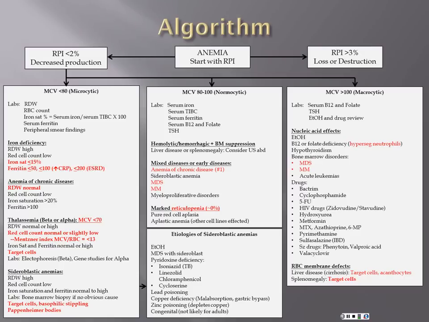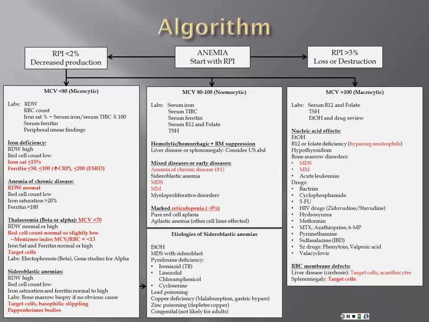His mother immigrated from Greece. So people do have kind of a history if you look there. If you want to look for it and confirm the diagnosis, you can do an electrophoresis for beta thalassemia minor, because remember, we're talking about minor here. Major would be clinically obvious. Or you have to do gene studies for alpha.